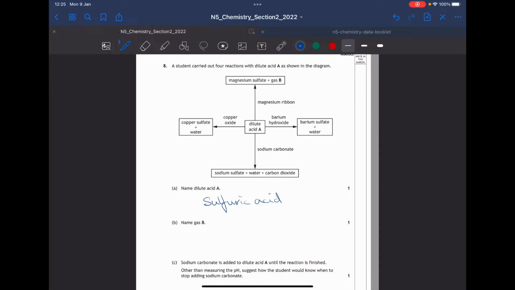So if you're not clued up on your salt name endings, then have a look at that in your class notes and maybe put them on a flashcard or something.